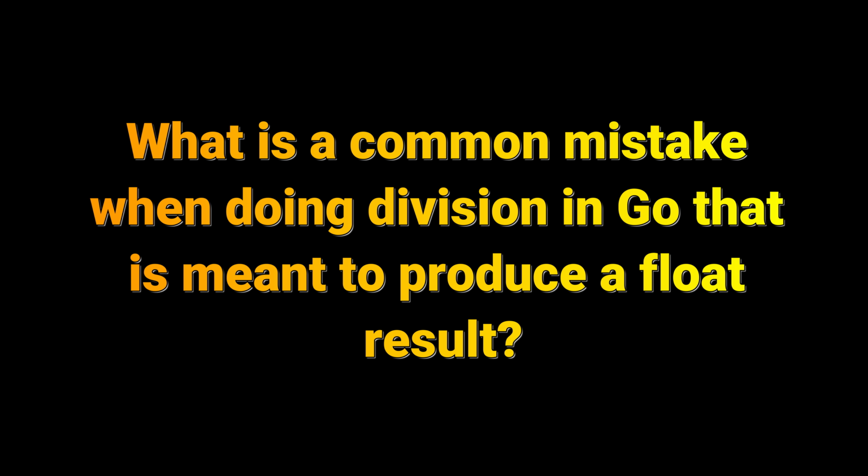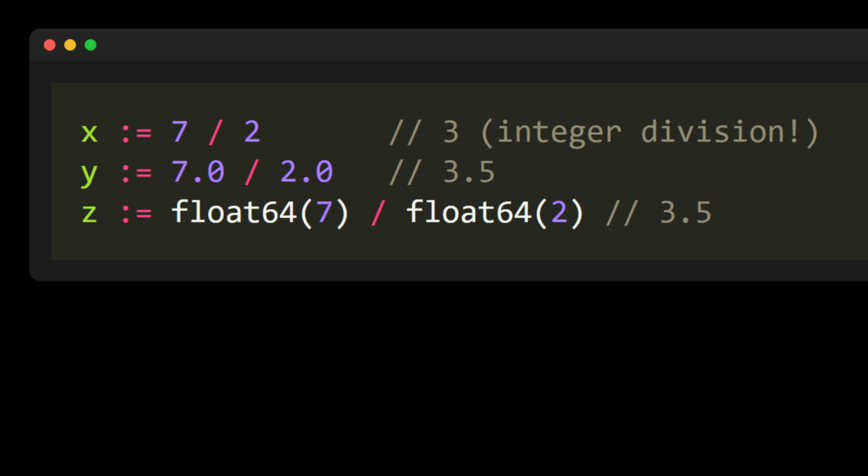Question: what is a common mistake when doing division in Go that is meant to produce a float result? A common mistake is dividing two integers and expecting a float result. In Go, if both numbers are integers, the result is integer division, so 7 divided by 2 becomes 3, not 3.5.